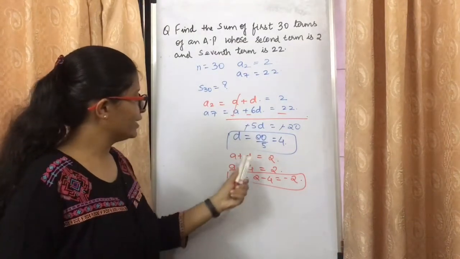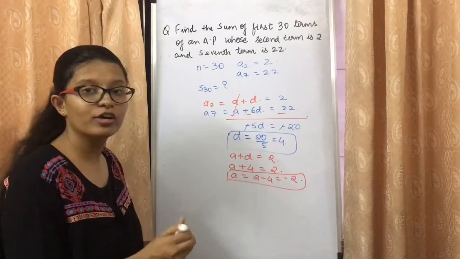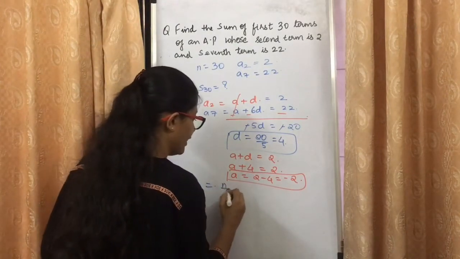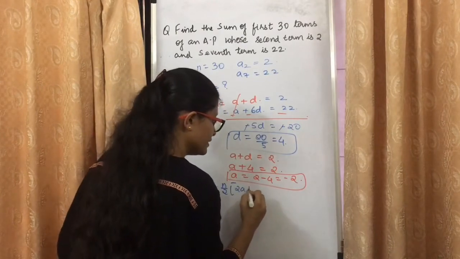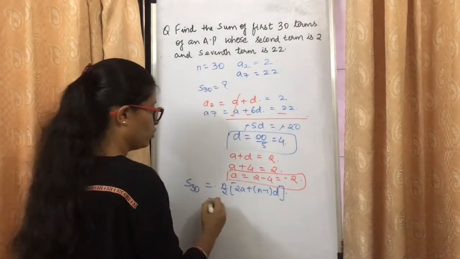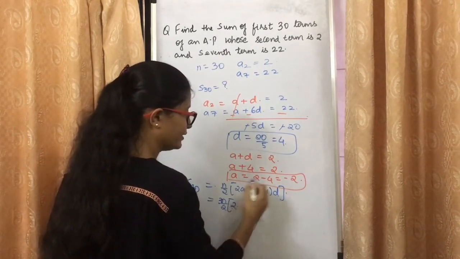So A की वैल्यू मिल गई, D की वैल्यू मिल गई, N की वैल्यू है. Sn की वैल्यू में सब्स्टिट्यूट करेंगे, फर्स्ट 30 टर्म्स का सम मिल जाएगा. देख रहे हो कितना इजी है. n by 2, 2a plus n minus 1 into D. Fine. Now n is nothing but 30. 30 divided by 2. A कितना आ रहा है? Minus 2.